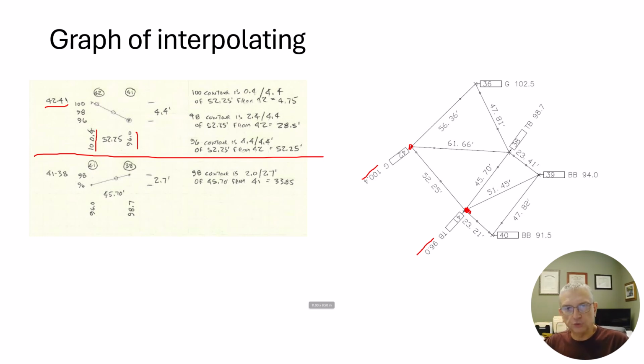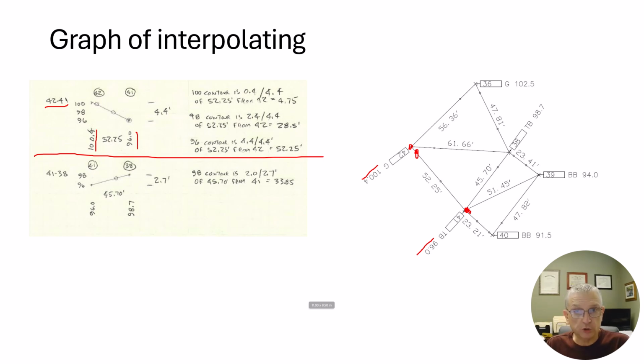And here's where the theory of interpolating applies to developing contours. So we know that we're starting off at elevation 100.4. So how do we determine where between 42 and 41 the 100 contour will cross? Well, we first set up that the total difference in elevation is 4.4 feet.